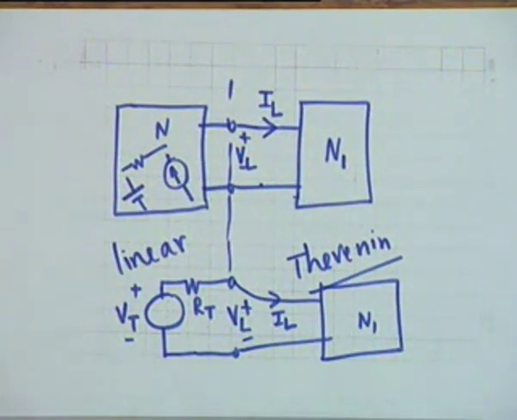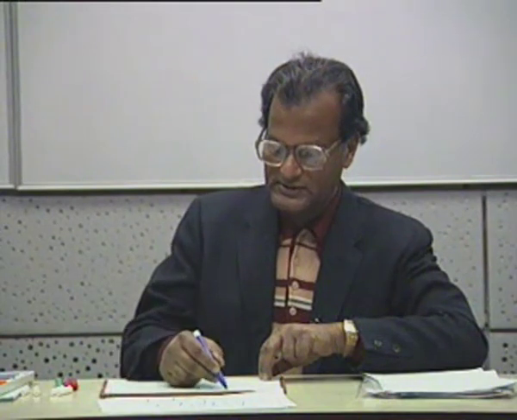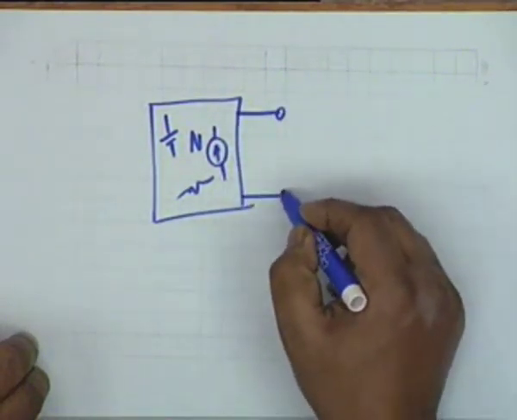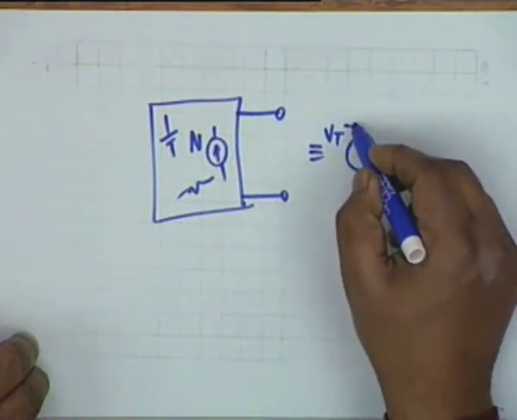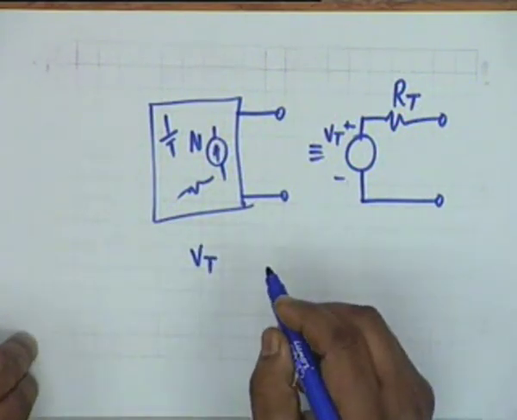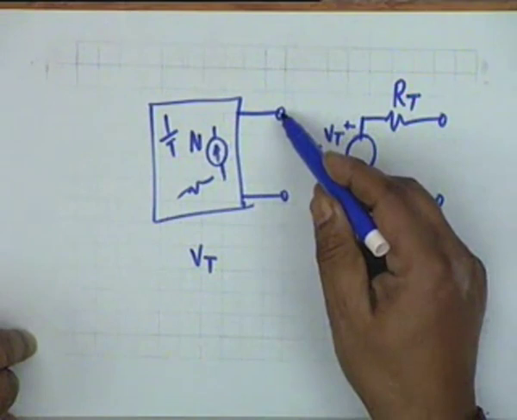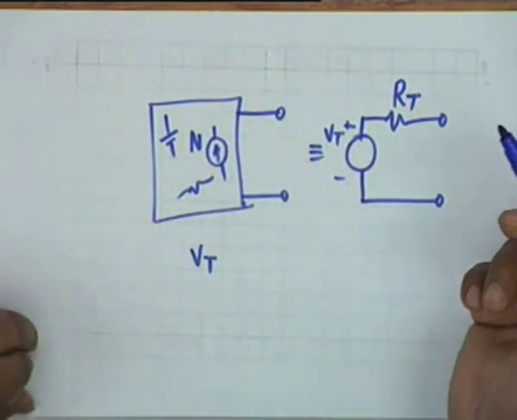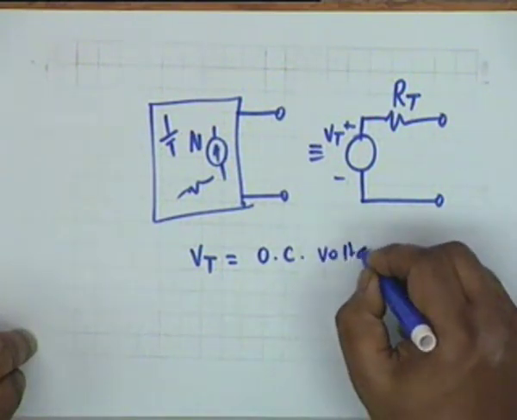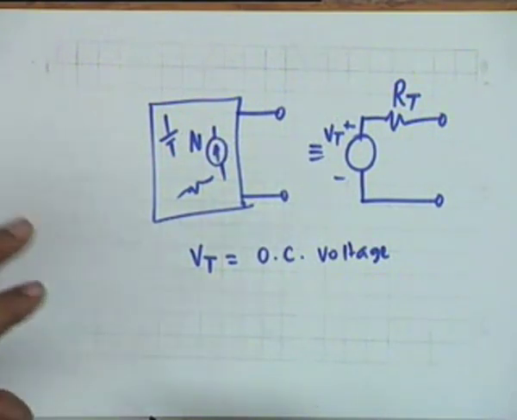The interpretation of VT and RT is as follows. You have taken a network N which contains resistors, voltage sources and current sources, and you want to find its Thevenin equivalent VT, and the Thevenin equivalent resistance RT. VT is simply the voltage appearing at the terminals of the one port with the one port open circuited. In other words, the one port N does not drive any current. Under that condition, whatever the voltage is, it is called VT. So VT is the open circuit voltage. That is, when it is not connected to any resistance, the resistance is infinite between the two terminals, and the voltage that appears across this is VT.